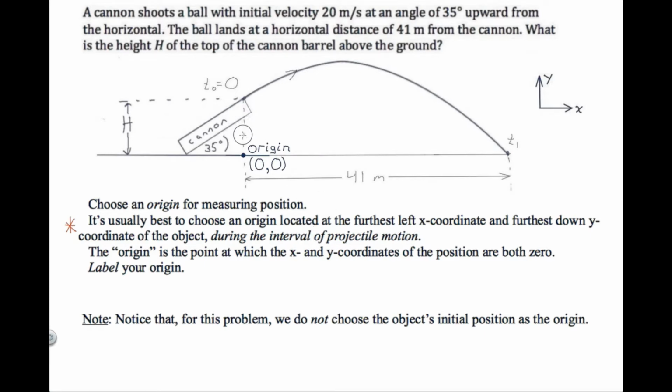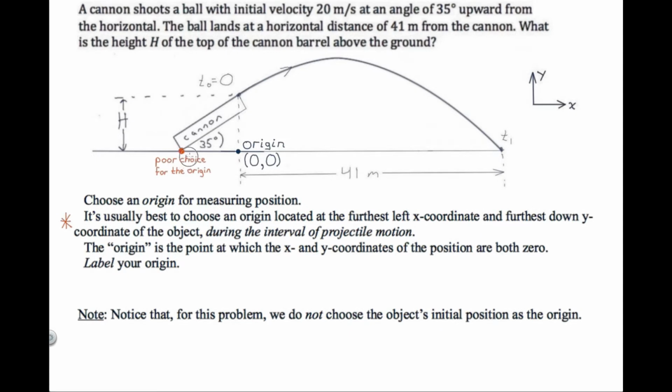This is the furthest left x-coordinate of the cannonball during the interval of projectile motion, and this is the furthest down y-coordinate of the cannonball during the interval of projectile motion. So let's choose this point as the origin. The origin is the point at which the x and y coordinates of the position are both 0. Always label your origin. This point would be a poor choice for the origin because the cannonball will not be located this far left during its projectile motion.